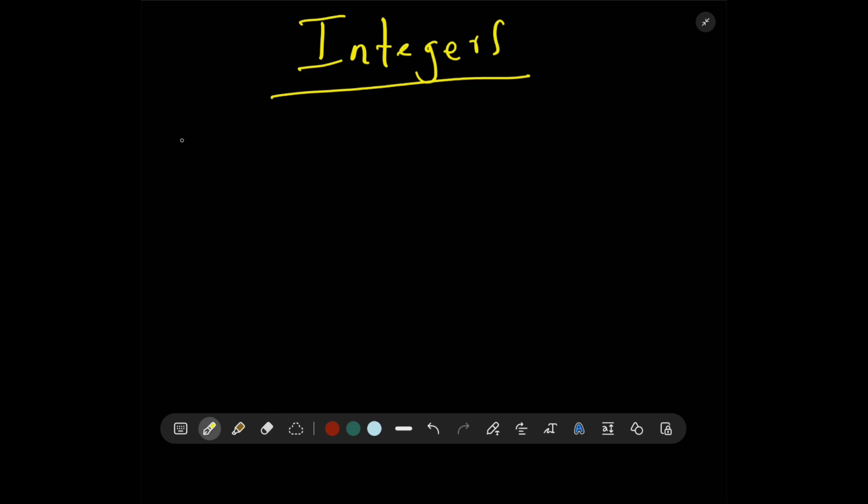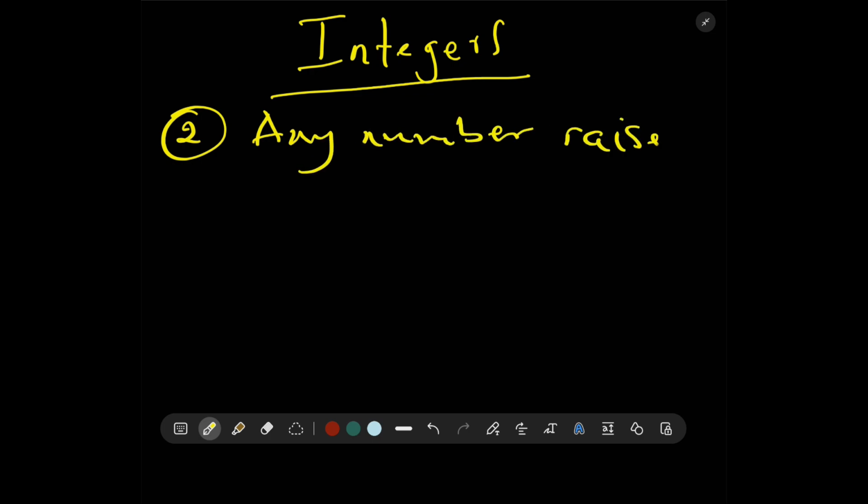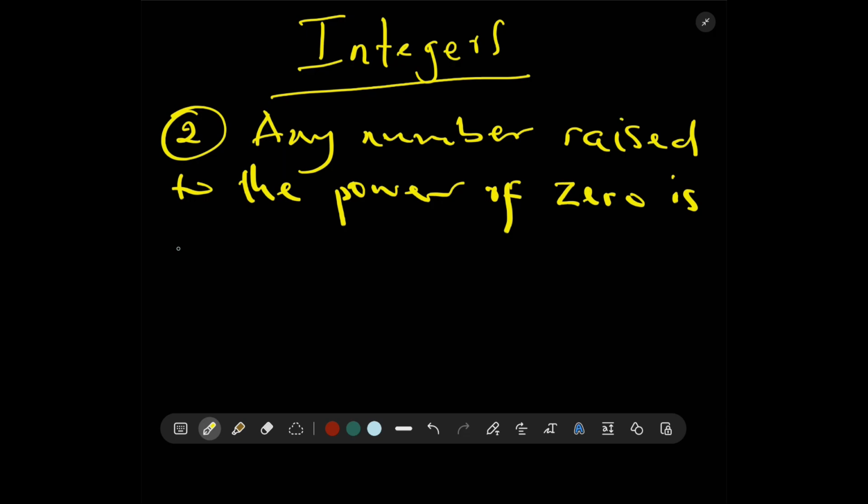For rule number 2, I'm going to write 2 right here. We say that any number raised to the power of 0 is equal to 1. Okay? Any number raised to the power of 0 is equal to 1. For example, if I have a raised to the power of 0, it's going to be equal to 1.